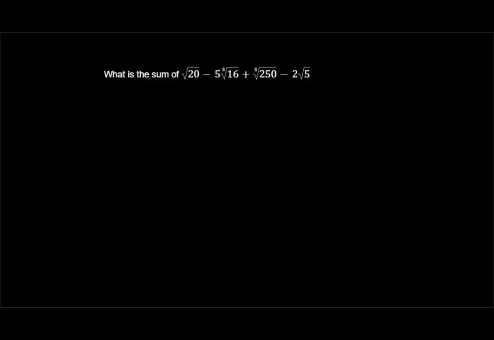Okay, in this example, we are asked what is the sum of the square root of 20 minus 5 cube roots of 16 plus the cube root of 250 minus 2 square roots of 5. When you add and subtract radicals, you have to make sure two things are correct. First of all, in order to add and subtract radicals, they must have the same index and the same radicand.